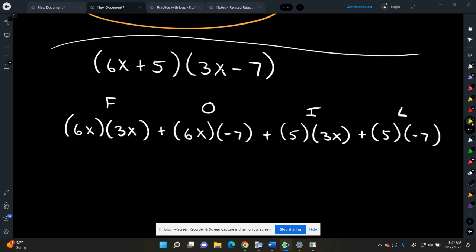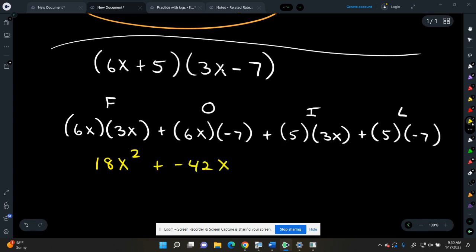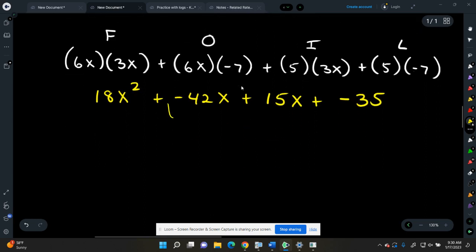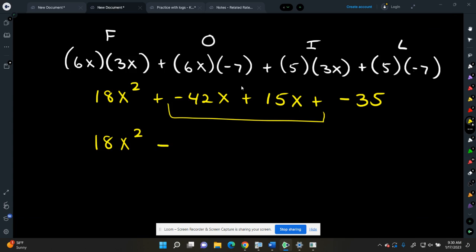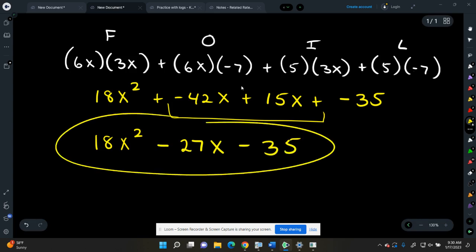Tony, what do we get? 5 times 3 is 15x. Good. Okay, so we're going to combine our like terms. So here we have like terms. So we have 18x squared minus, let's say 42 minus 15 is 27x minus 35. We're done.